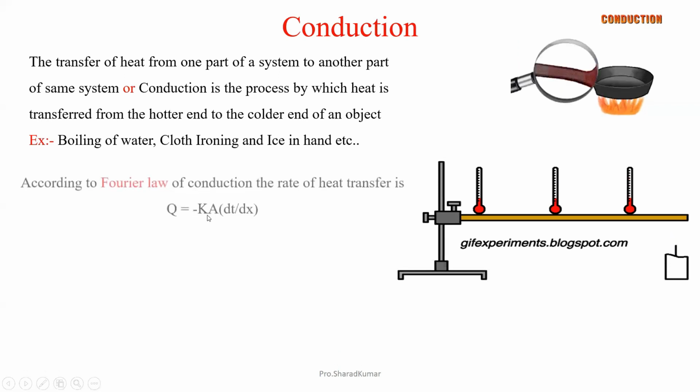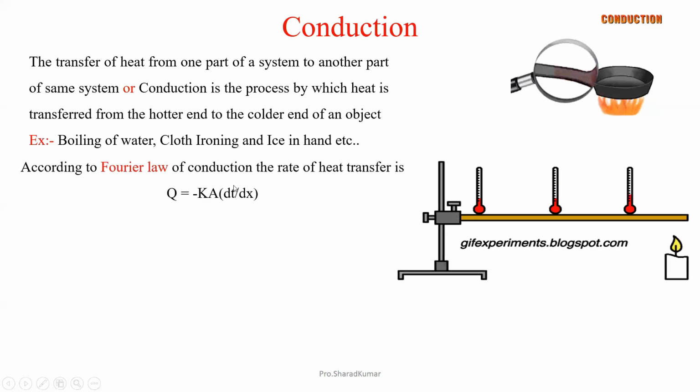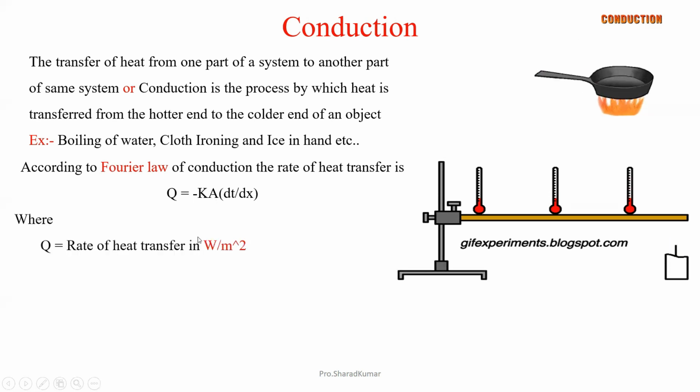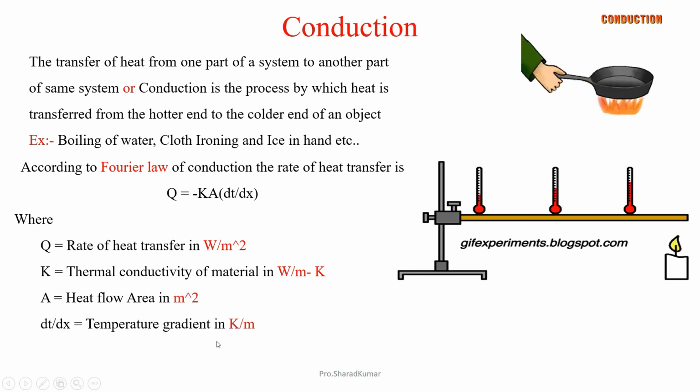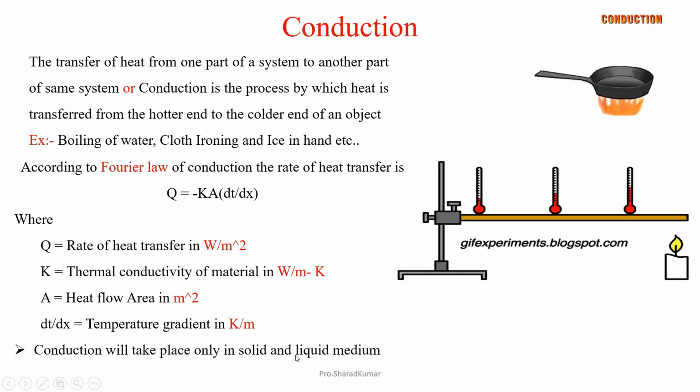So according to Fourier's law of conduction, the rate of heat transfer is Q = -kA dT/dx. Here Q is the rate of heat transfer in watts, k is the thermal conductivity of the material in watt per meter Kelvin, and A is the heat flow area in square meters. dT/dx is the temperature gradient in Kelvin per meter. And the one most important point is that conduction will always take place in solid and liquid media only.